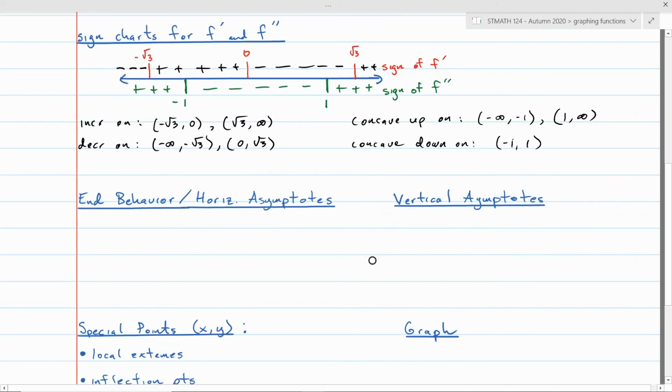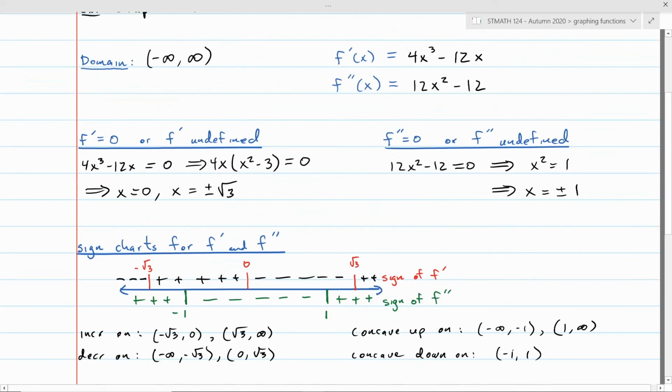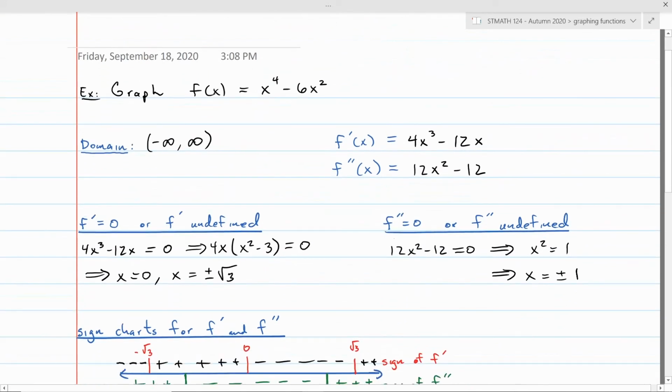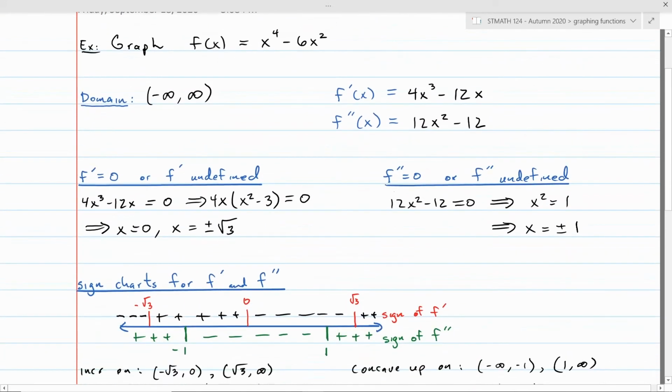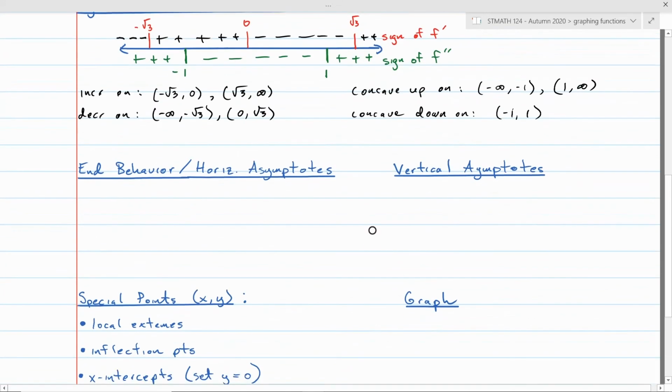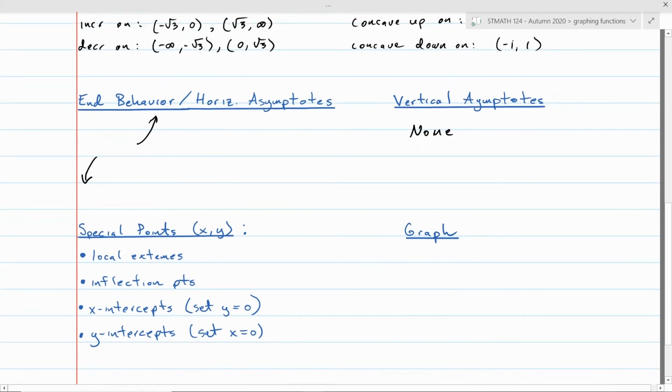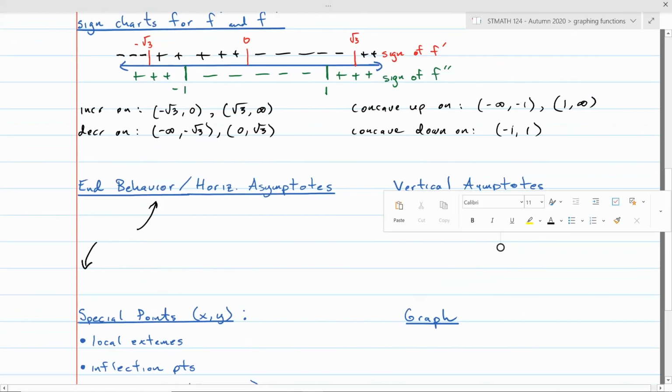And then for this particular function, since they're polynomials, there are no horizontal asymptotes. So it's just determined by looking at the leading term of x to the fourth. And so just as shorthand, this thing's going up on the right-hand side and up on the left-hand side is the end behavior. And there are no vertical asymptotes because we're not getting any division by 0 or anything like that. And then the local extremes we can see from the sign chart.